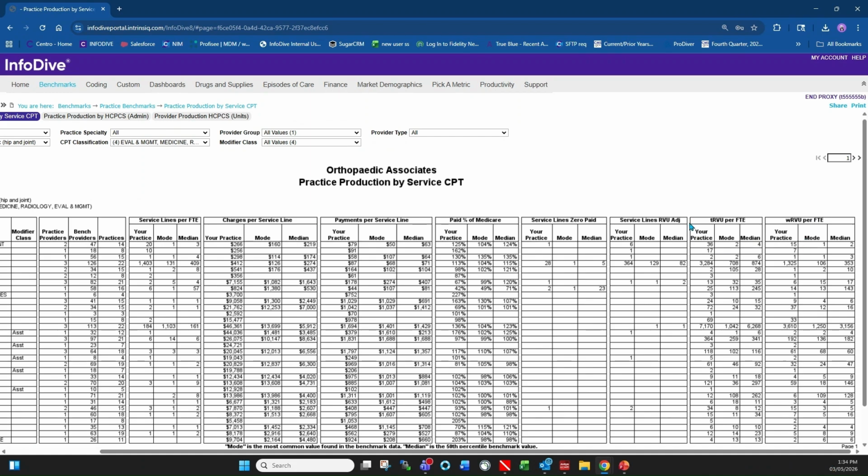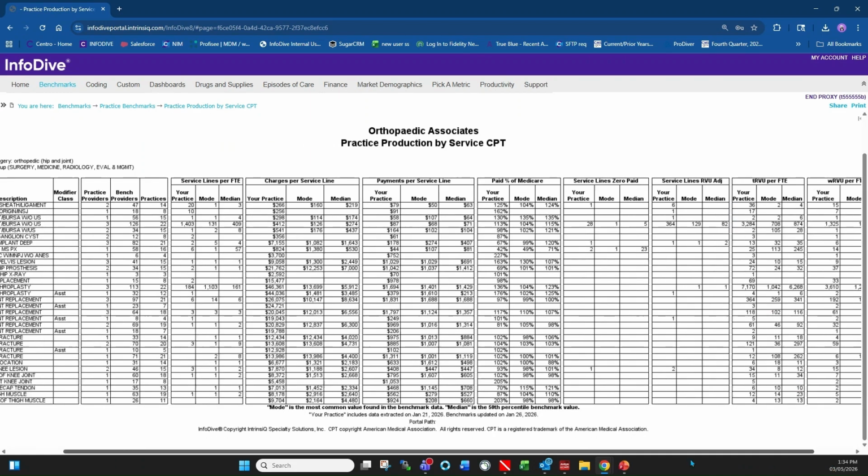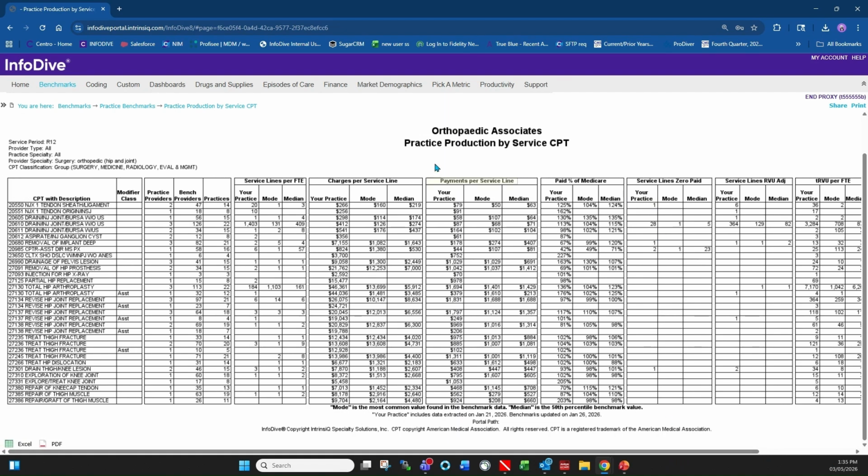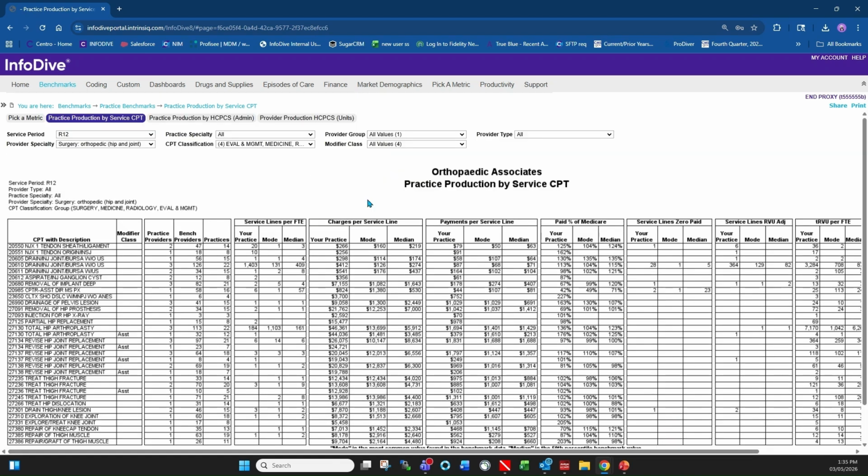Now keep in mind that this is a very large report, so you might want to make it a little bit smaller so you can see it all instead of having to scroll in the scroll bar below. But it does really give you a good amount of metrics to be able to see how your practice is faring compared to all of the other practices within the benchmark community.